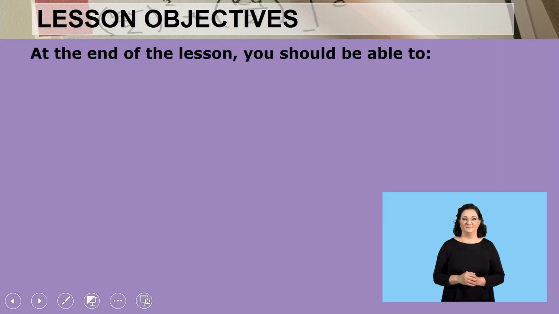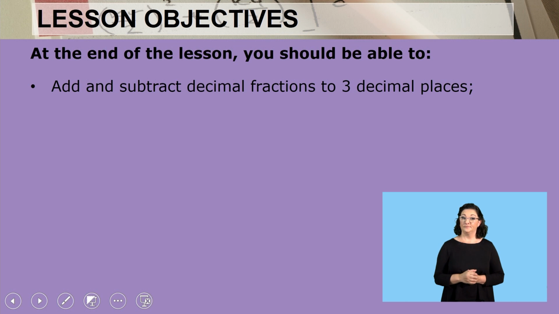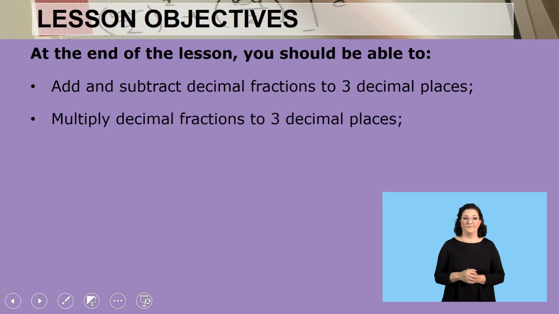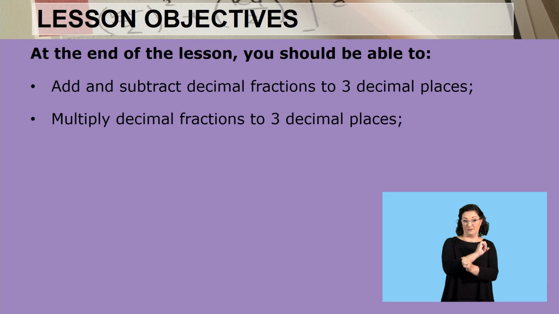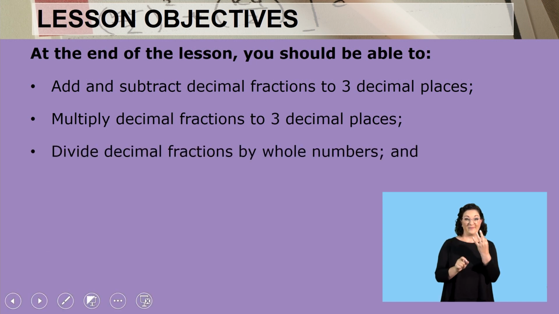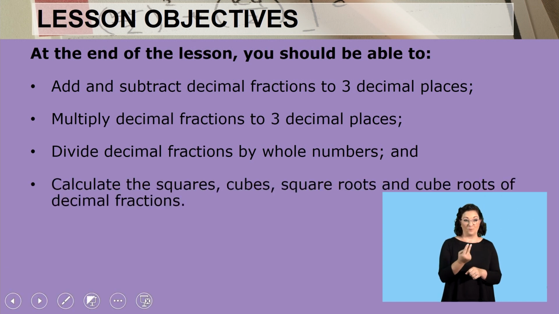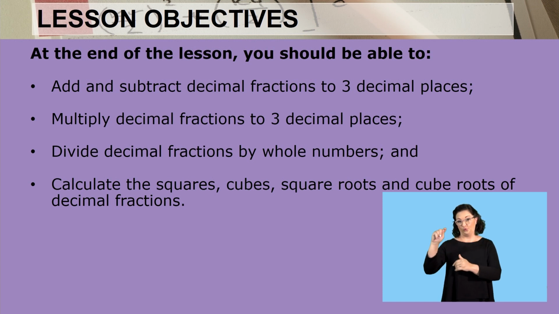At the end of this lesson, you should be able to: 1. Add and subtract decimal fractions to 3 decimal places. 2. Multiply decimal fractions to 3 decimal places. 3. Divide decimal fractions by whole numbers. And the last one, calculate the squares, cubes, square roots, and cube roots of decimal fractions. And these are our objectives.